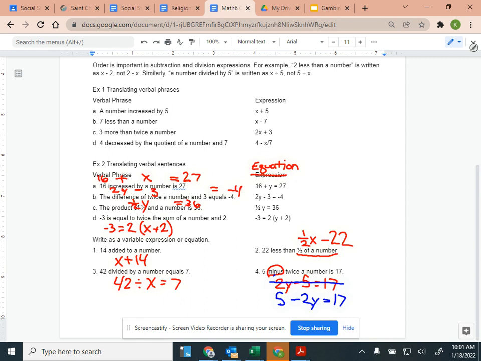Our assignment for today is our workbook pages 83 and 84. Pages 83 and 84. So we have time to work on it in class. If you have questions or want me to check it, bring it up to me.